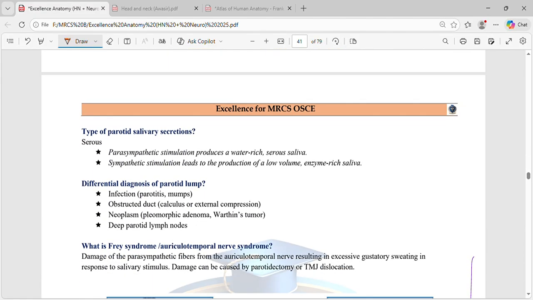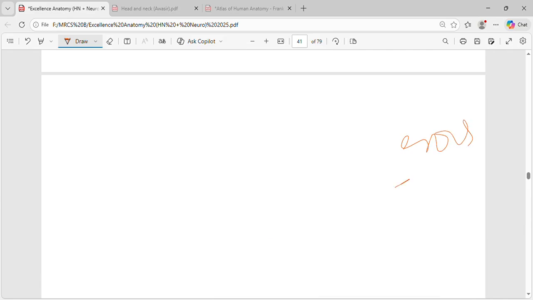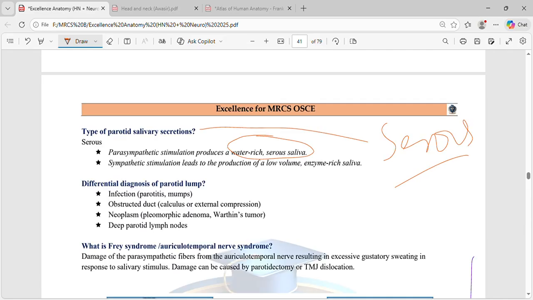Okay, types of parotid salivary secretion. Parasympathetic stimulation produces a water-rich serous saliva. The parotid secretion is serous, the submandibular is mixed, and the sublingual is mucinous. Sympathetic stimulation leads to production of low volume, enzyme-rich saliva.